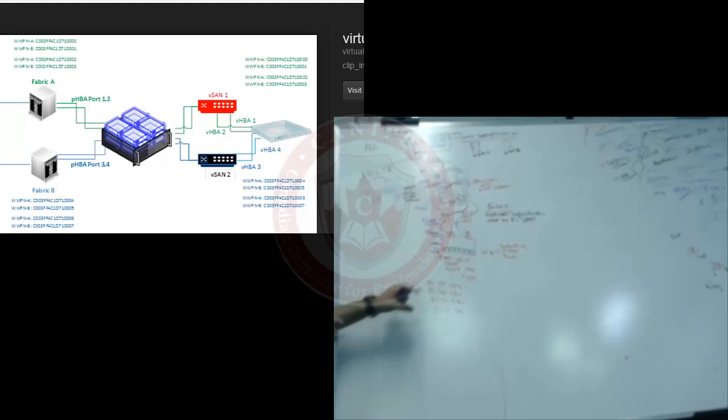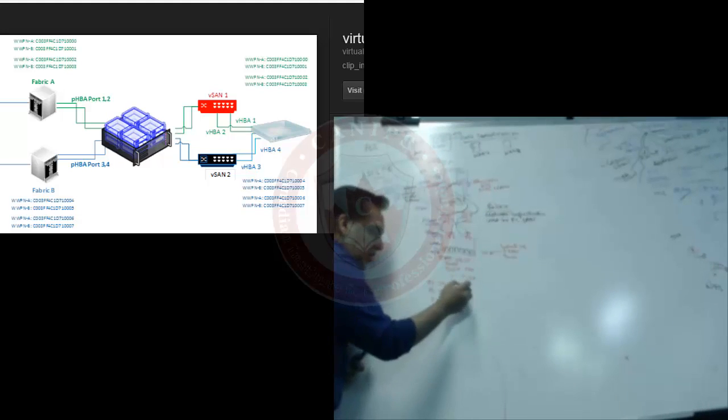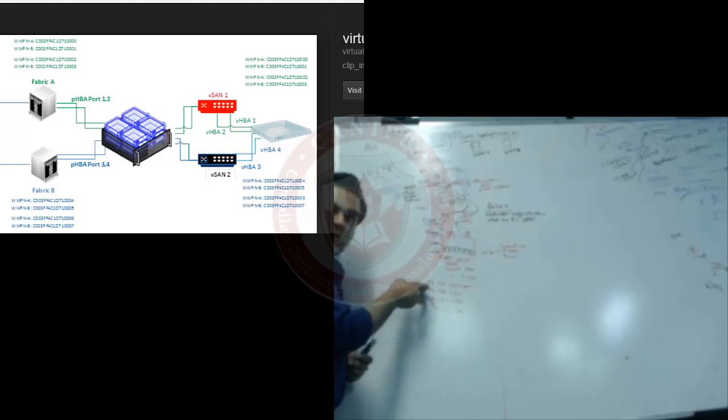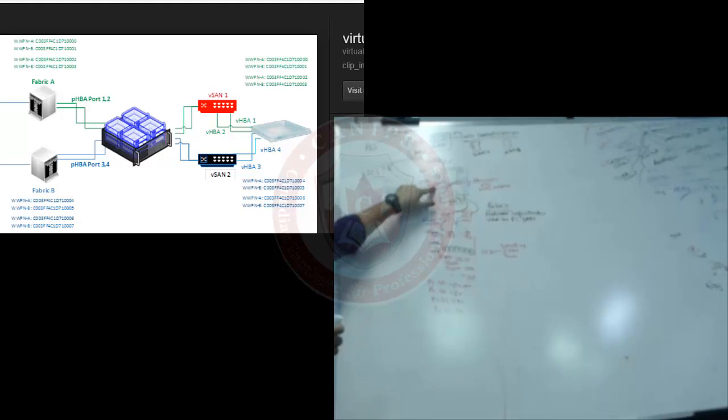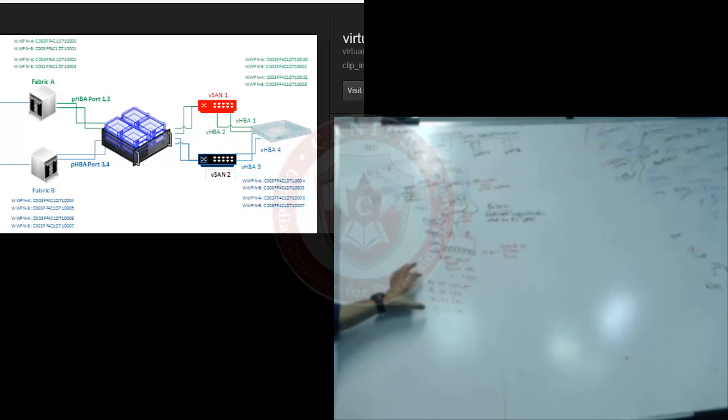If this fails, it can use this path. If this fails, it can use this path. Do we understand this numbering? There is only one HBA, with 2 ports providing the paths. Then 2 HBAs will provide you not only 4 paths, but 8 paths.